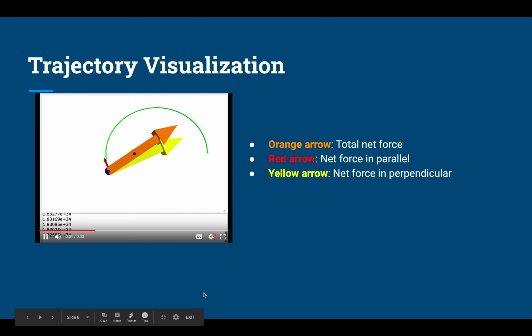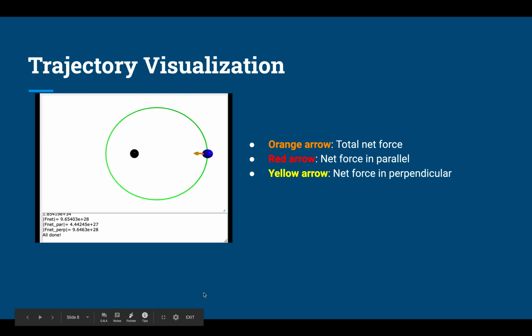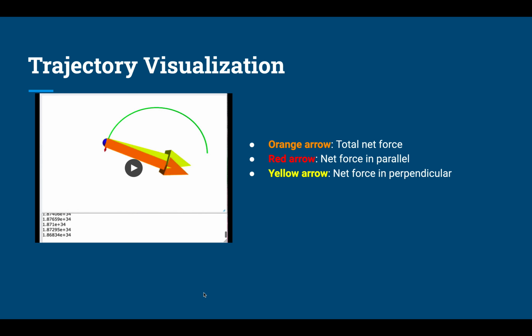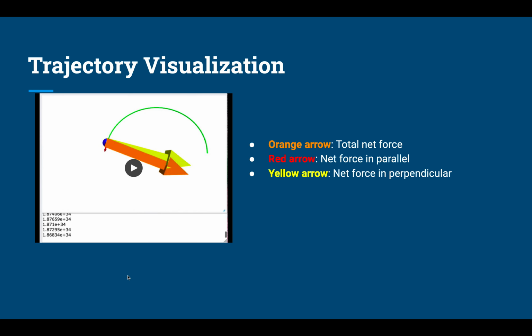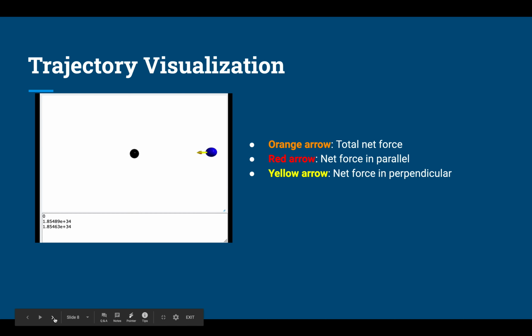So this is the visualization. As you can see, as the star gets closer to the black hole, the arrows grow bigger. And this makes sense, right? Because the gravitation depends on how close or how far away the star is to whatever mass is attracting it, which in this case is the black hole. So I can play the video one more time. The orange arrow represents the total net force, the red arrow represents the net force in the parallel direction, and the yellow arrow represents the net force in the perpendicular direction. Let's see it one more time.